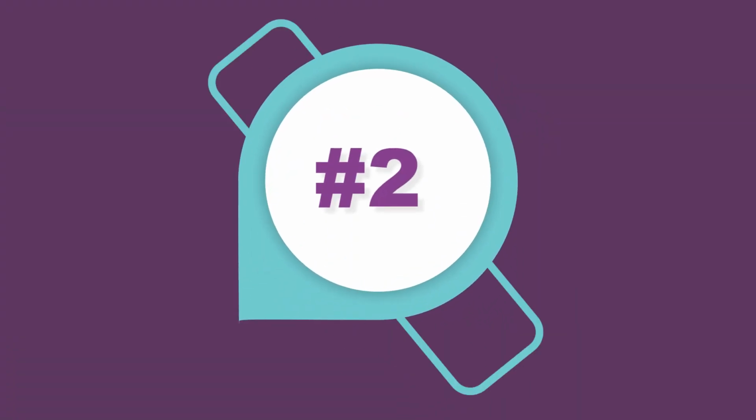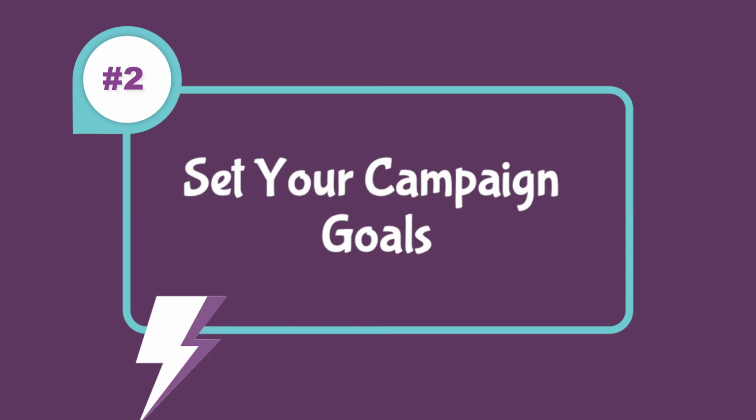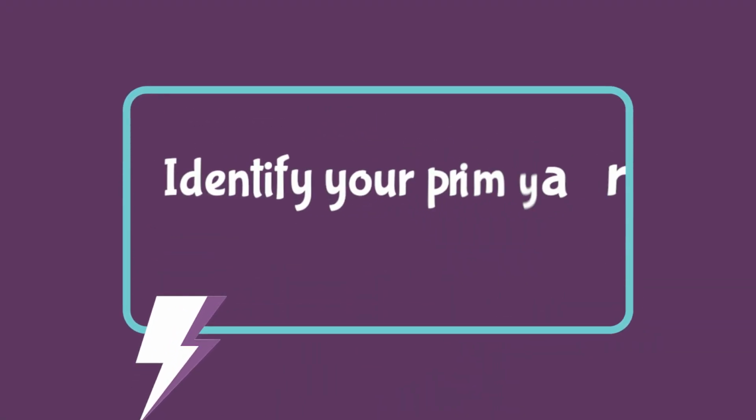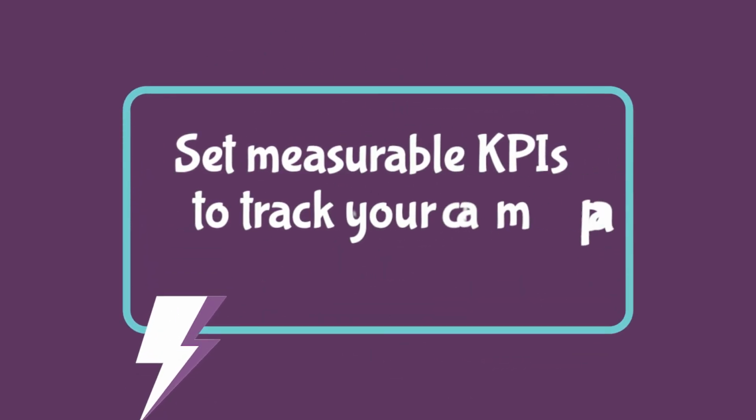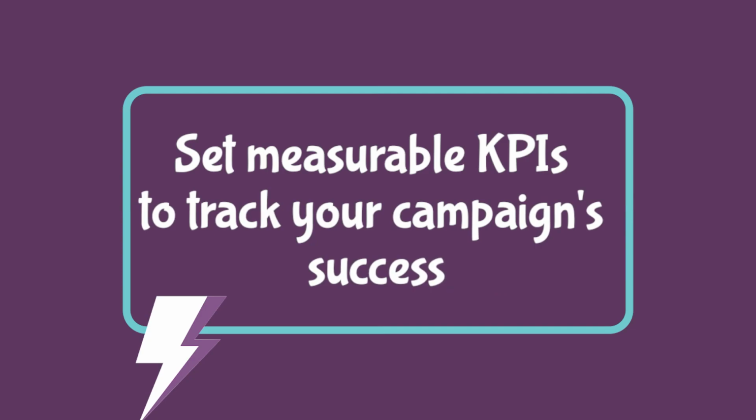Step 2, set your campaign goals. Before launching your retargeting campaign, it's essential to establish your goals. Determine what you want to achieve, whether it's driving more sales, increasing brand awareness, or just boosting your engagement. Some action steps around this will be for you to identify your primary campaign objective. 2, set measurable KPIs. Very important. KPIs are key performance indexes that will enable you to track your campaign's success.